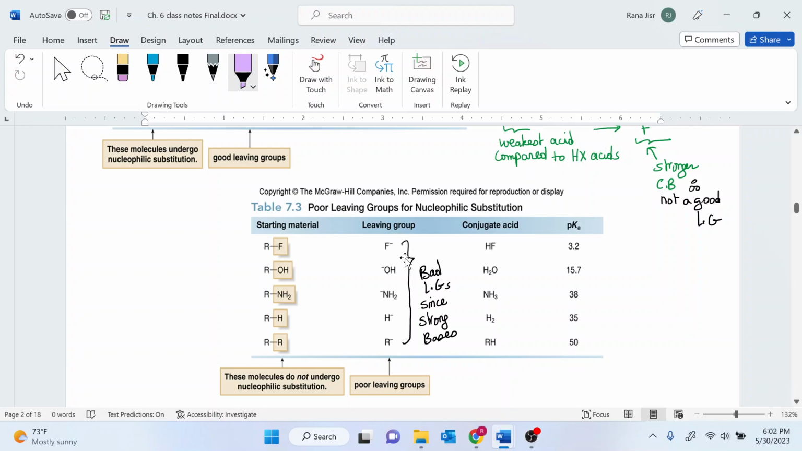On the other hand, we have conjugate bases that are very strong because they are derived from weaker acids. HF is a weak acid. Water is a weak acid because the pKa is very high. Ammonia is the same thing. Hydrogen is the same thing. So if this is a weak acid, then its conjugate base is going to be a strong base. That is going to make all of these leaving groups not suitable for substitution reactions.